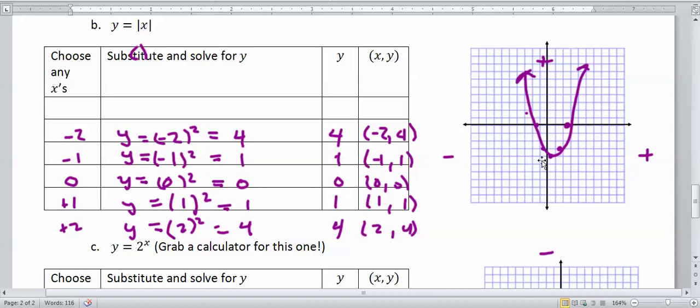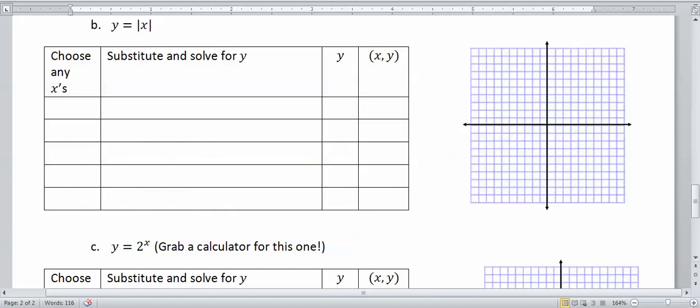We've been doing a lot with absolute values this semester, so I kind of want to take a look at what that looks like when we graph it. Okay, and again, I'm going to choose any x values, but I'm always going to put 0 in there just because I like it. So -1, -2, +1, +2. It's going to make my life a little bit easier.